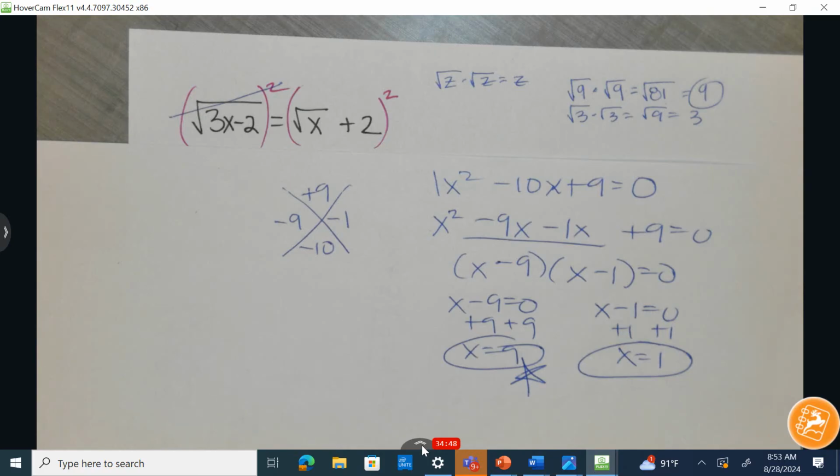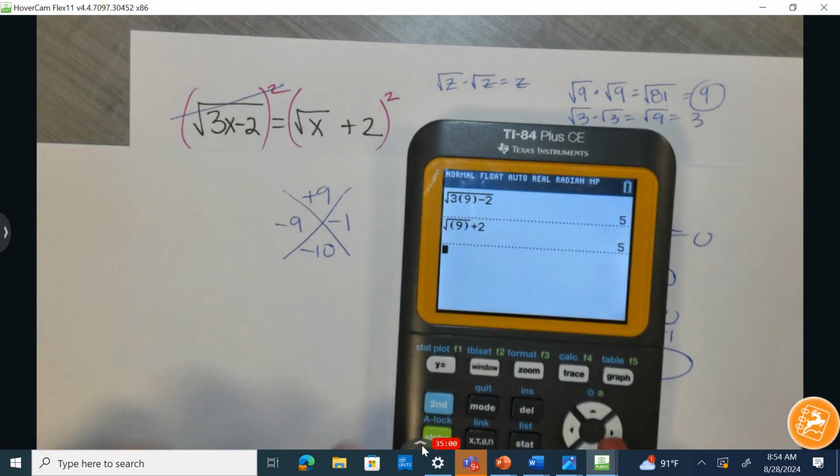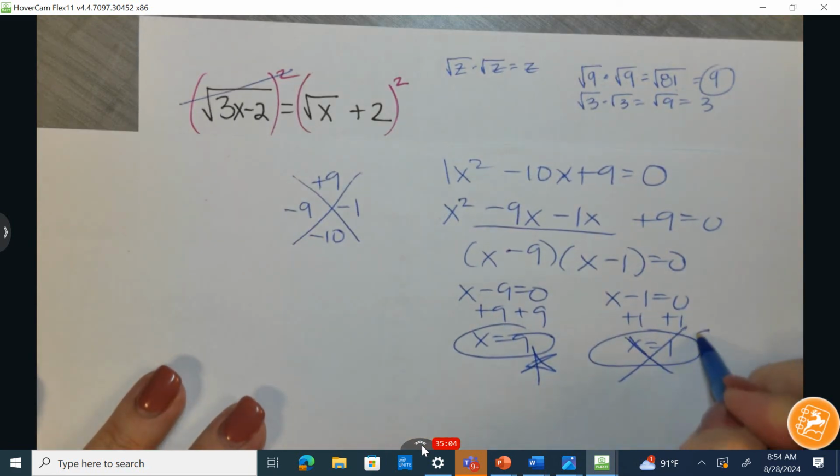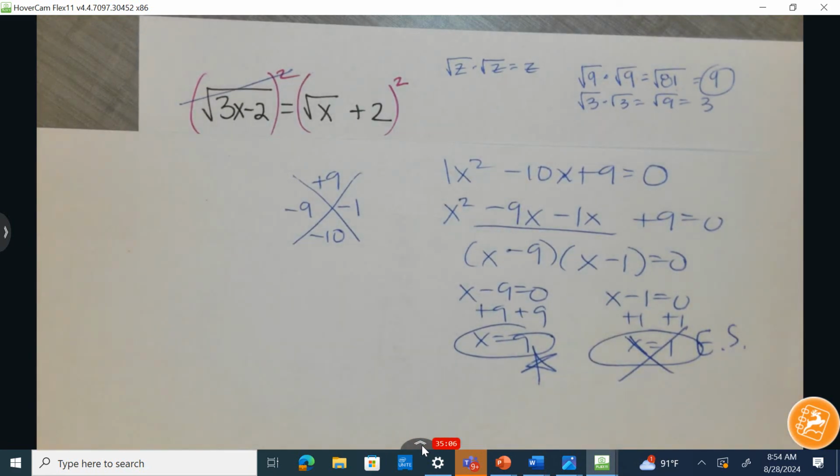Okay, you are trying 1. Does 1 work? Yes or no? Anybody? He said no? Okay, perfect. No, okay. So we're going to cross it out and write ES. It's an extraneous solution. It means I did all the math right. You still have to show your work, but this is not a solution we can consider for this problem.